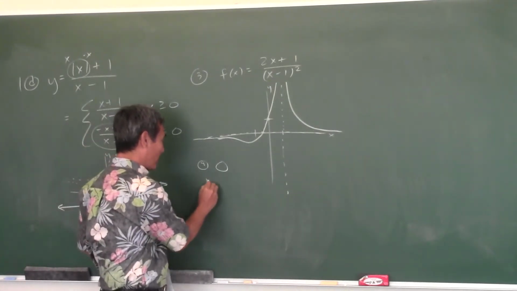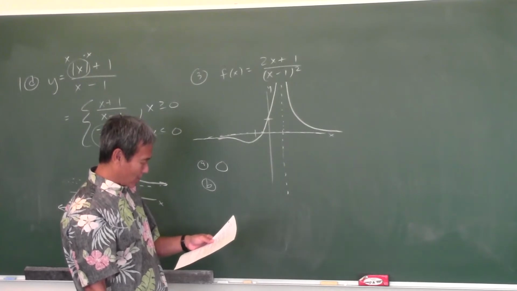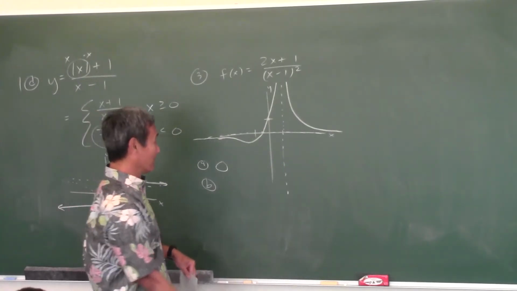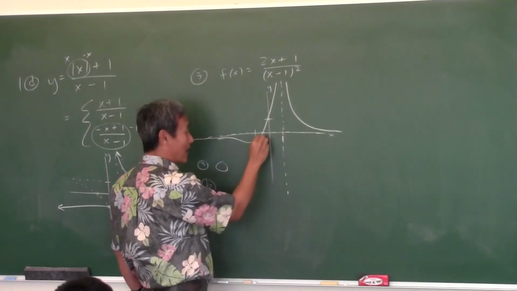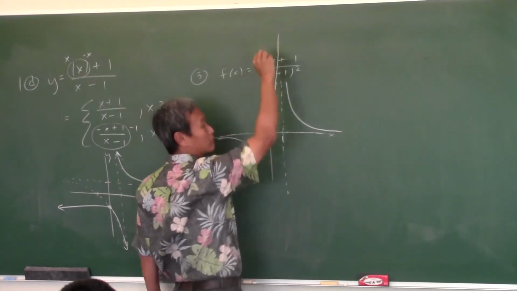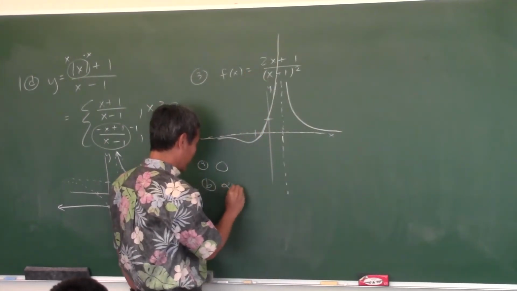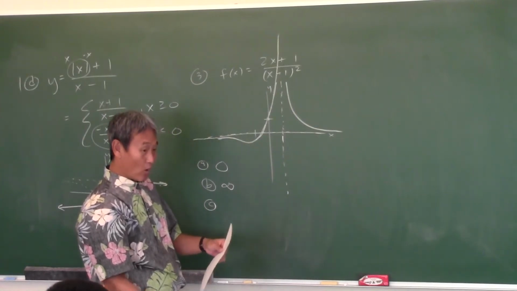So part B, what is the limit as x approaches 1 from the left? Okay, here's x equals 1 right here. Coming from the left, look. What's happening to the y coordinates? Yeah, infinity. C. What is the limit as x approaches 1 from the right?